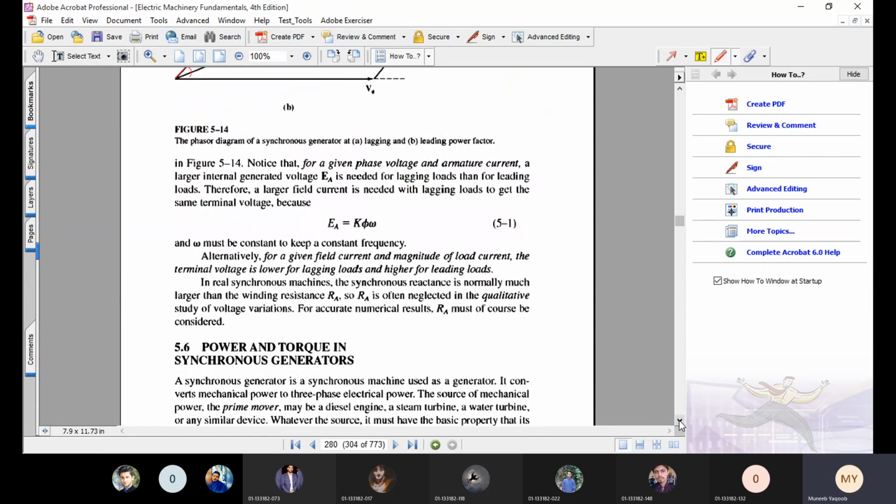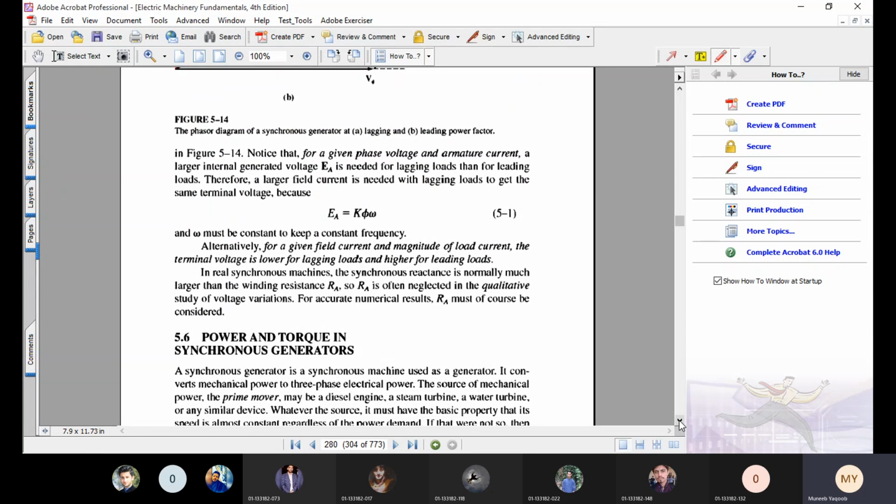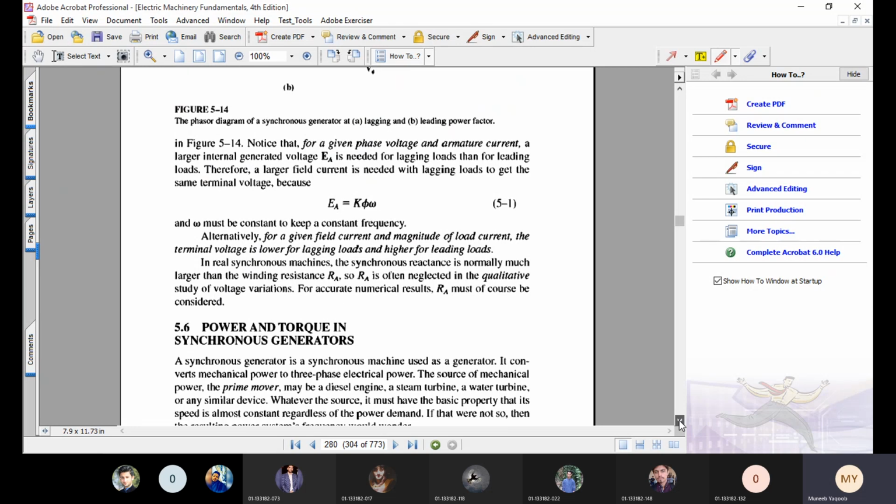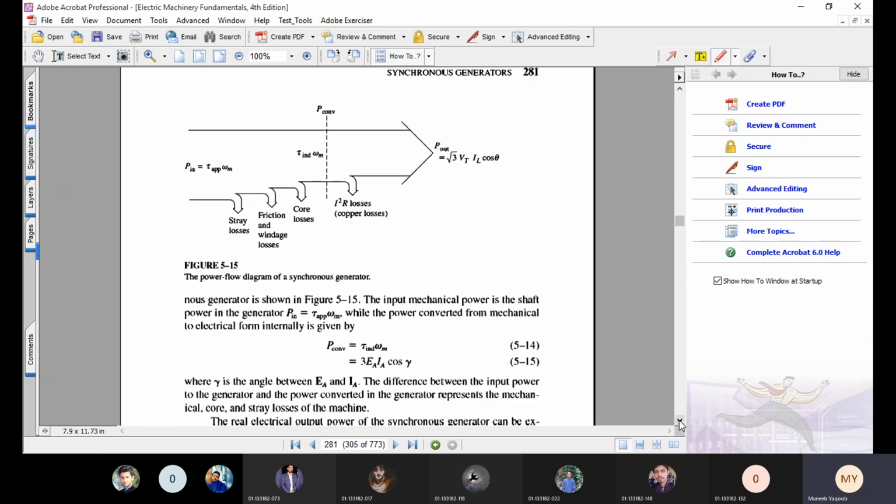So that was all about the phasor diagrams. Now coming to the next topic, power and torque in synchronous generators. At the end of chapter 4, we studied two power flow diagrams. One for the AC generators and the second for the AC motors. If you compare this diagram that is being displayed for you in figure 5.15, it is exactly the same diagram that was discussed at the end of chapter 4 as the power flow diagram for AC generators.